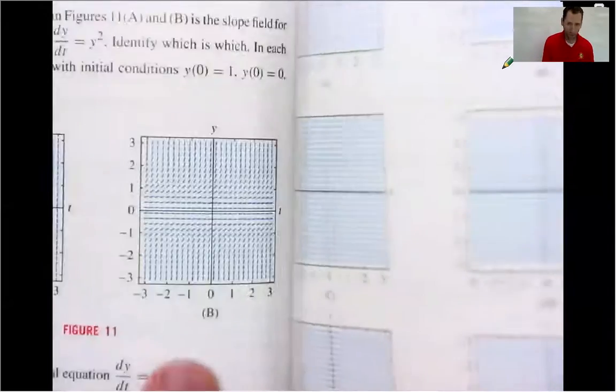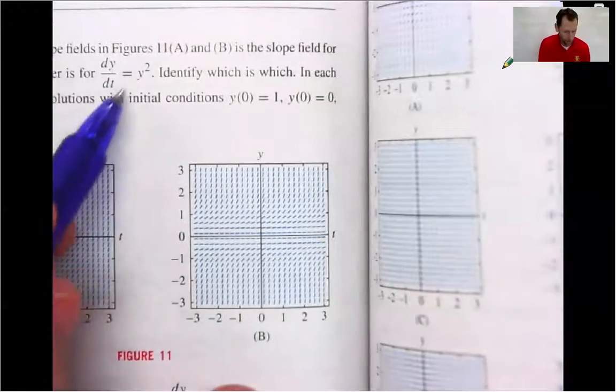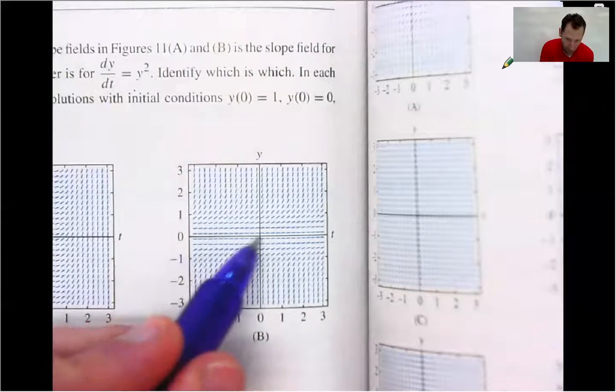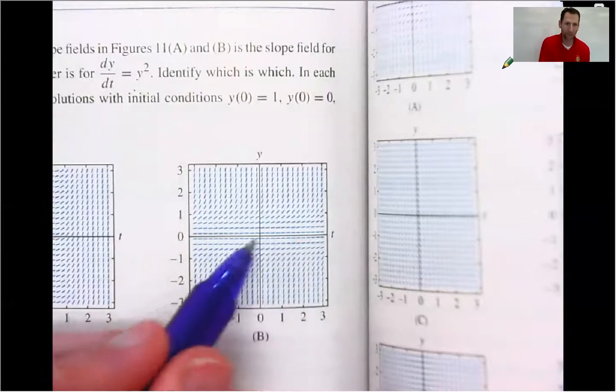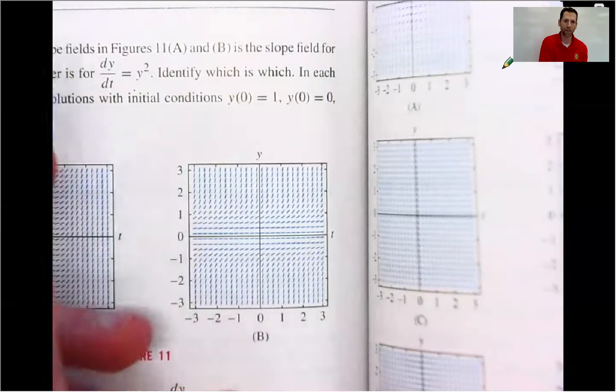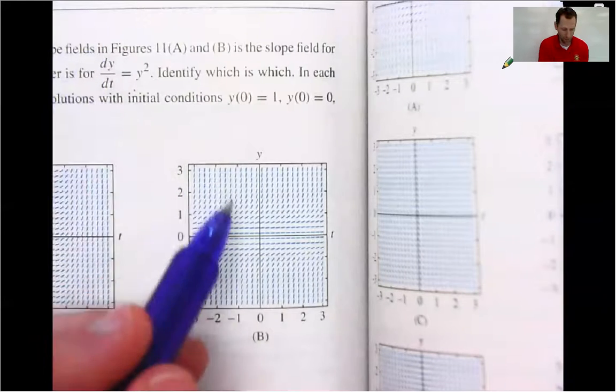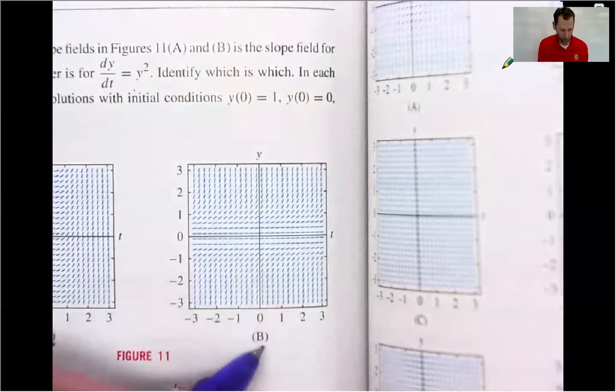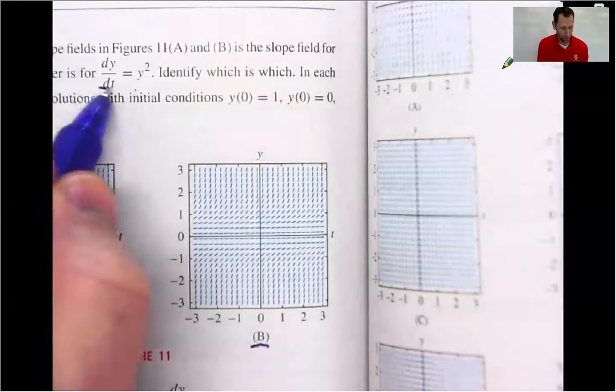In contrast, if you look at this one, if y is equal to 0, then I should have horizontal tangent lines. As you increase y, I should see dy/dt get steeper and steeper and steeper. And that's exactly what you see over here. And so this slope field is generated by this one.